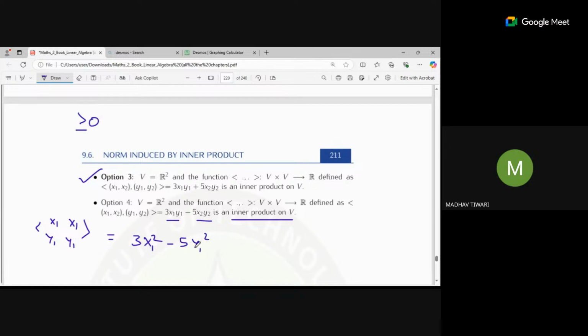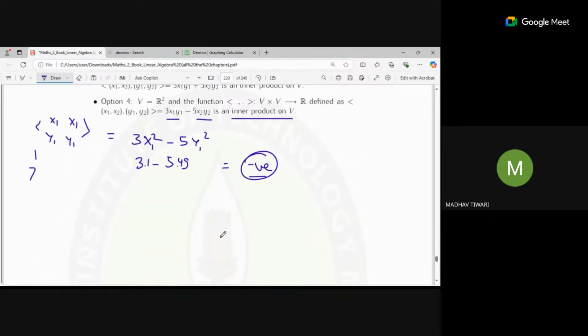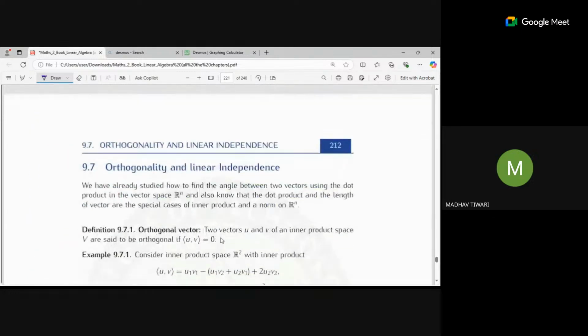But here it can be less than 0. How can it be less than 0? You can put a value of y greater than x. Suppose I put the value 1 comma 7. So this will be 3 times 1 minus 5 times 49. So you can see it is a negative value. If it is negative, then it is not following the property of positivity, so that's why it fails to be an inner product. So that's done.